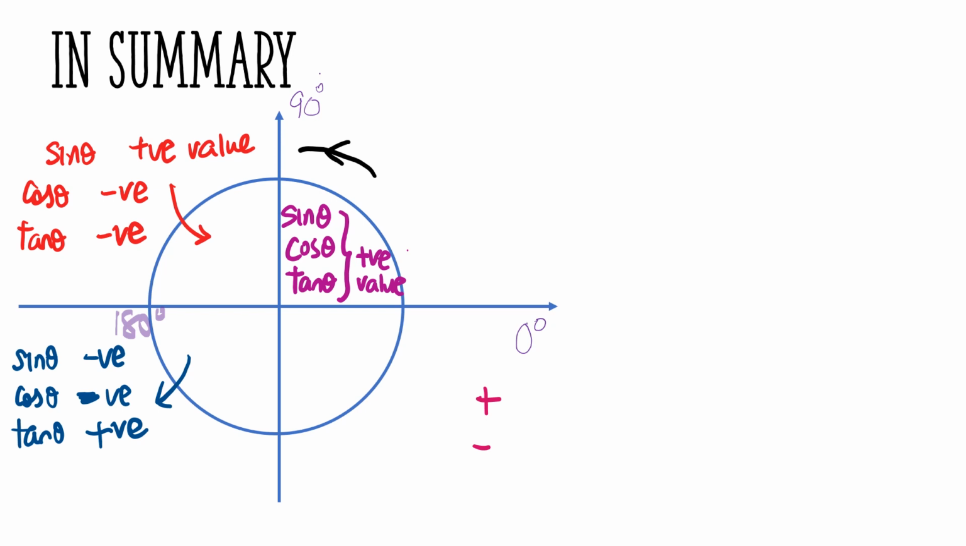And in the third quadrant, which is between 180 to 270, only tangent will give you a positive value. Sine and cosine will be negative. And in the fourth quadrant, only cosine is positive. The fourth quadrant will be between 270 to 360.